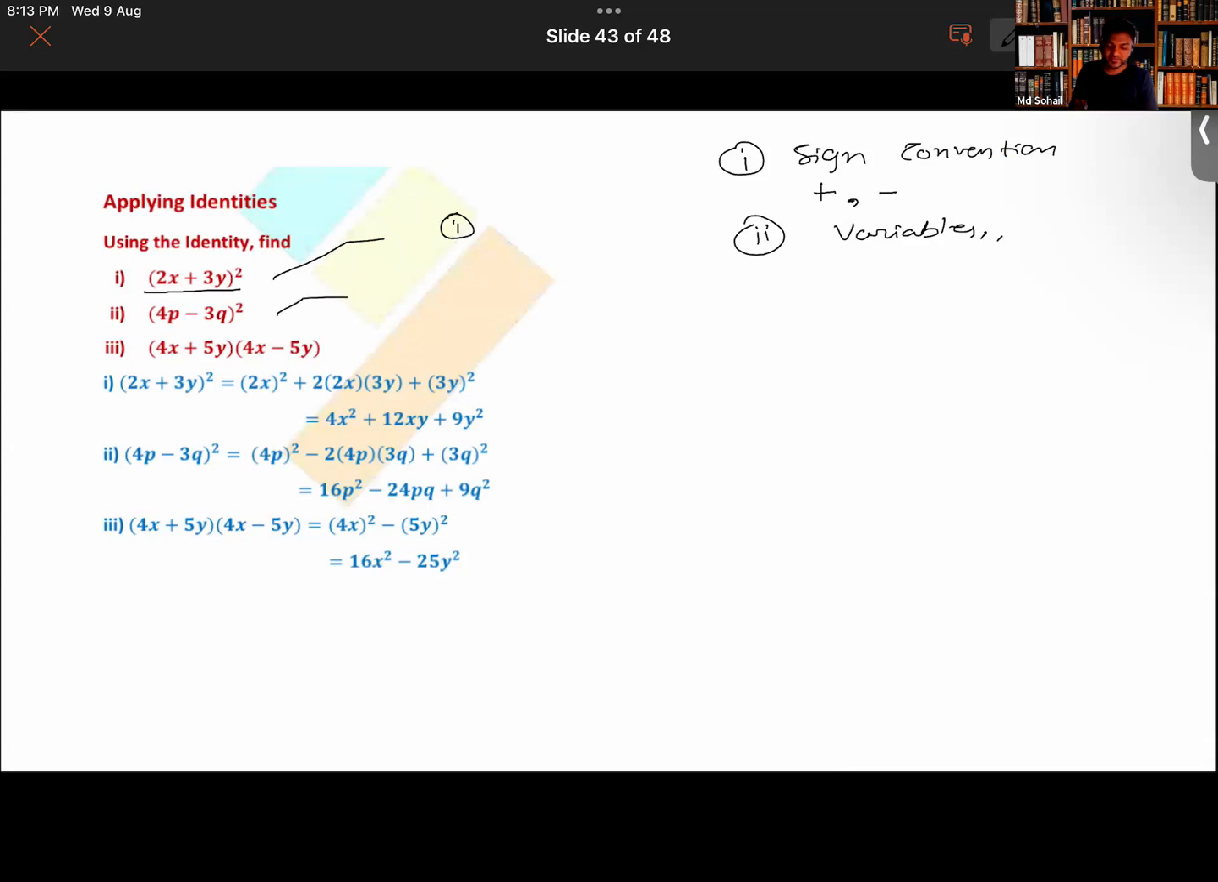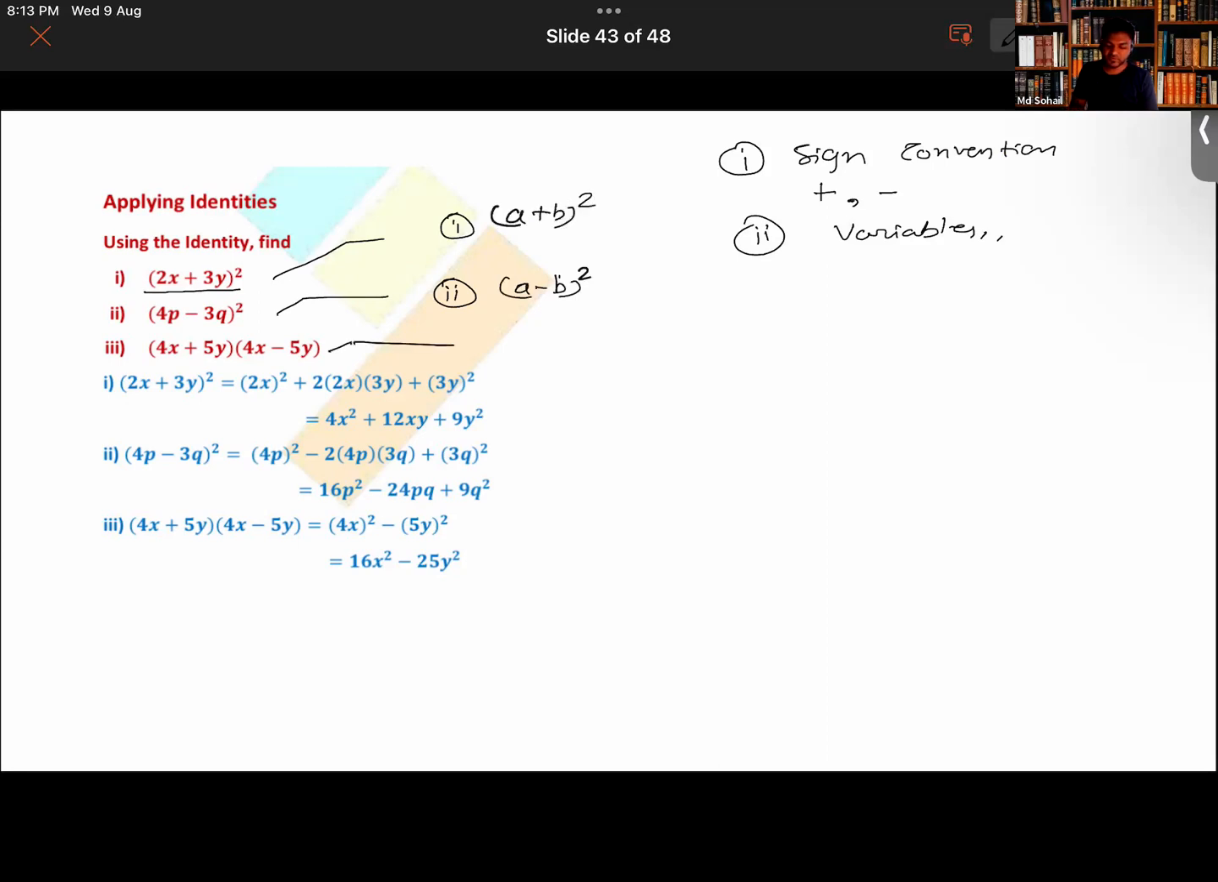In the second one, for example, which identity will be used? There's this a square... the second one: a minus b whole square. And this one was a plus b whole square, right?